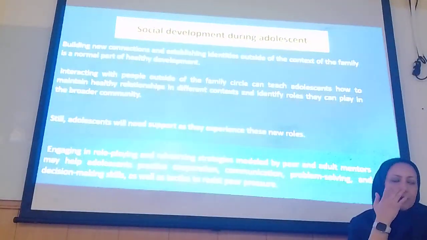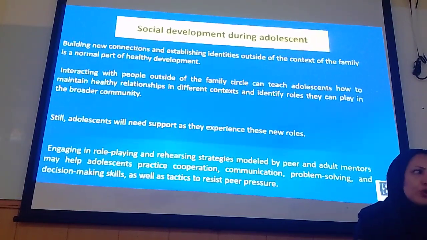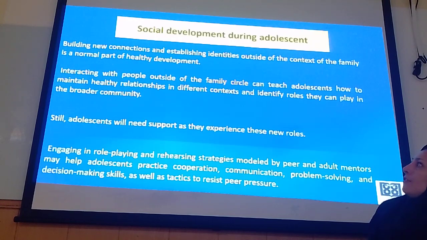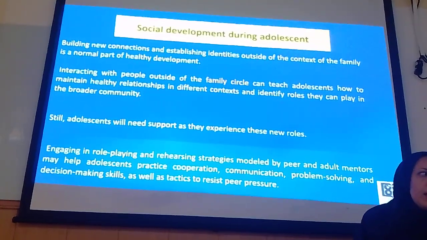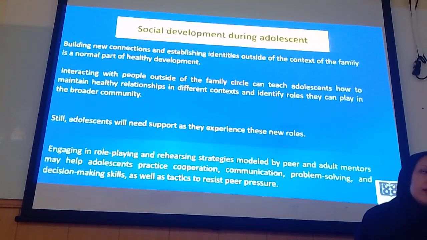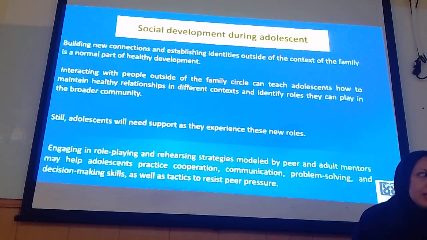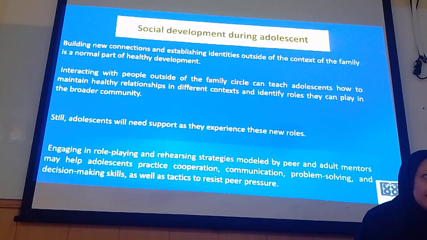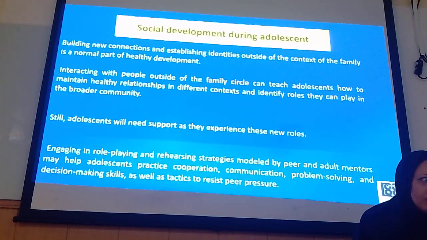We have another development, called social development. Social development is building new connections and establishing identities outside of the context of the family. It is a normal part of healthy development. Interacting with people outside of the family circle can teach adolescents how to maintain healthy relationships in different contexts and identify roles they can play in the broader community. Still, adolescents will need support as they experience these new roles. Engaging in role-playing and learning strategies modeled by peer and adult mentors may help adolescents practice cooperation, communication, problem-solving, and decision-making skills, as well as tactics to resist peer pressure.